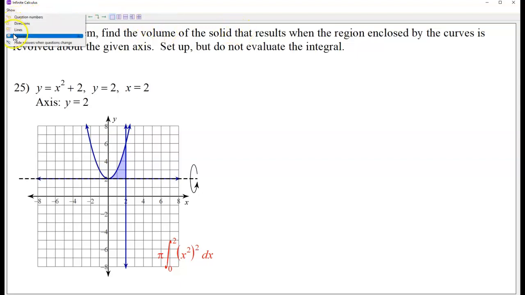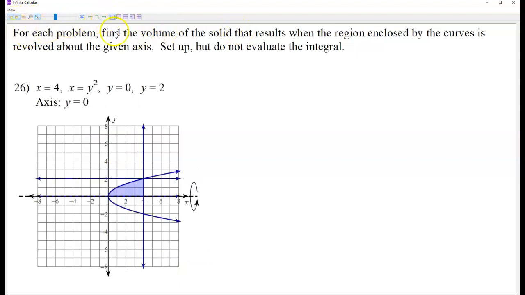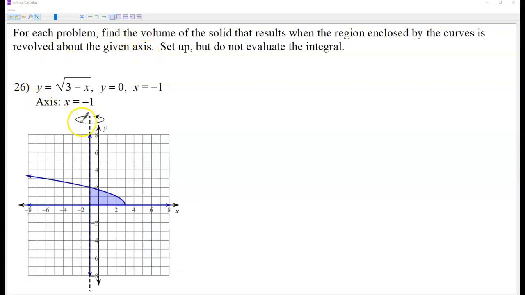Let's go ahead and take a look at another one. It's another disk method. All right, I just changed 26, but this matches what's on your worksheet here. I wanted to do one that had a vertical axis of rotation, so that's what we got here. You can tell from the arrow here, the axis is a vertical line. So whenever you have that kind of a situation, you're going to be doing a dy type of problem.